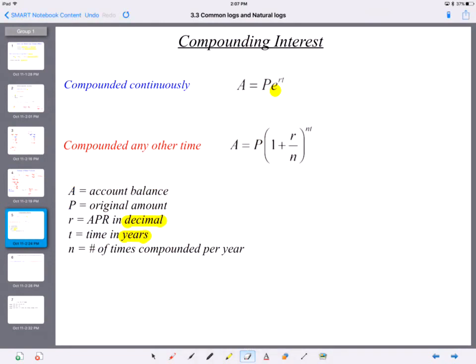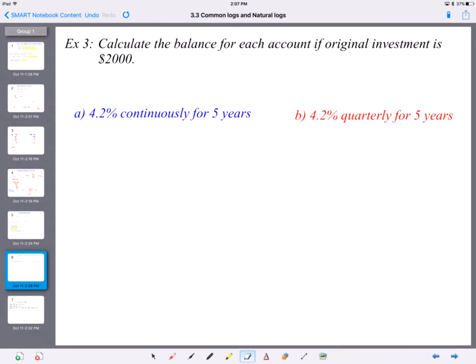Alright, so let's go ahead and take a look at our last example. I've given you one problem, but I'm asking you to do 2 different things. Calculate the balance for each account if the original investment is $2,000. On A, I want you to do it continuously for 5 years, and on B, I want you to do it quarterly for 5 years and compare them and see what the differences are. So we're doing 4.2%.